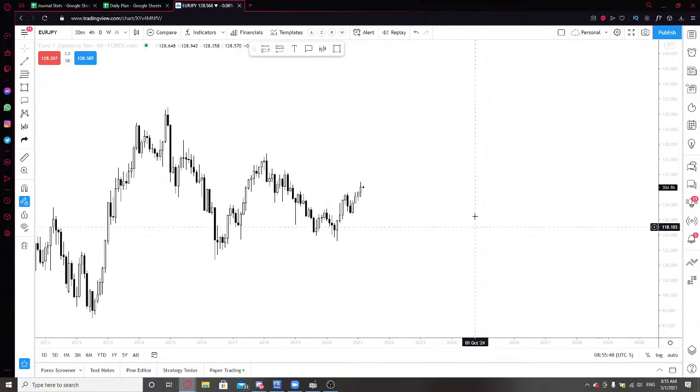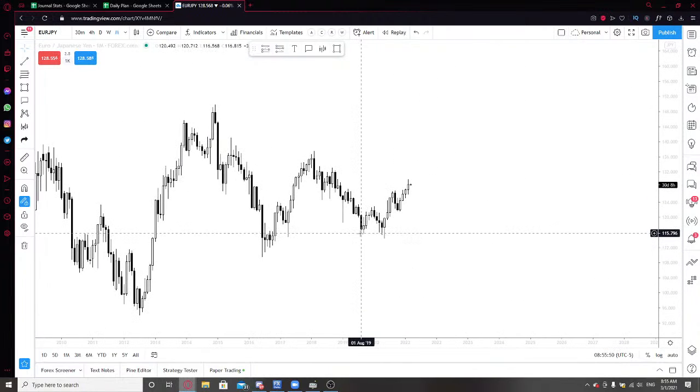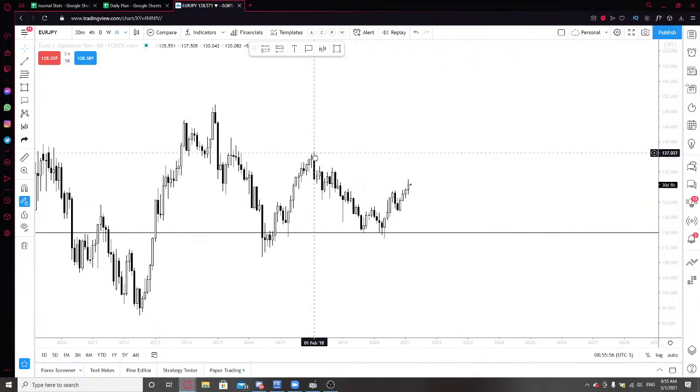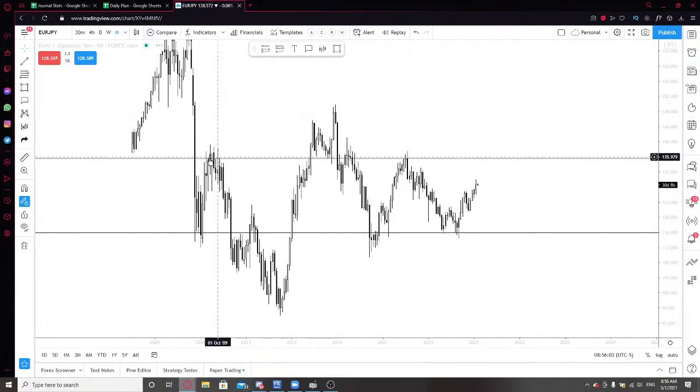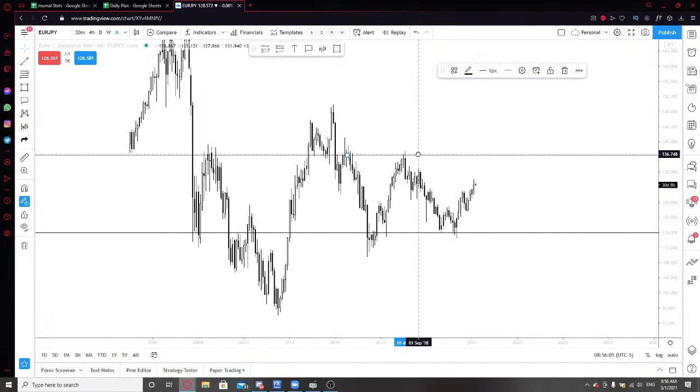Alright. So I'm going to do a full markup on this one as well. First, finding our demand zone right here, just a recent level that price has rejected, and then finding our supply zone, another area that price has rejected and sold off from, and it has rejected this area several times.